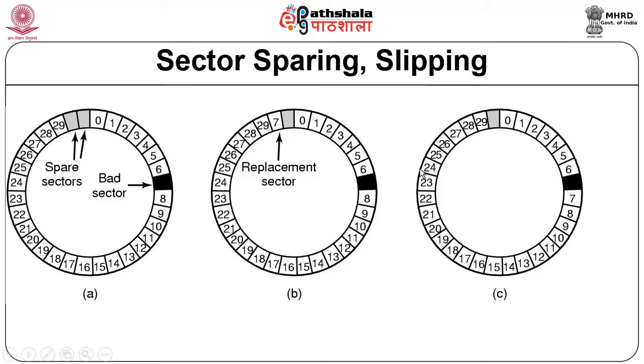But in sector slipping, this is the spare sector. So, 29 is close to the spare. 29 is moved to the spare sector, 28 is moved to the place where 29 was present, and so on, and you make space here near the bad sector and store the contents of 7 there. So, in this way you can manage bad blocks or bad sectors present in the disk.